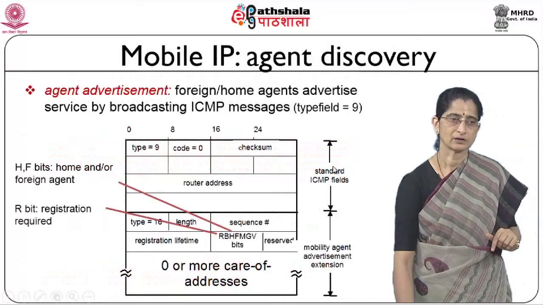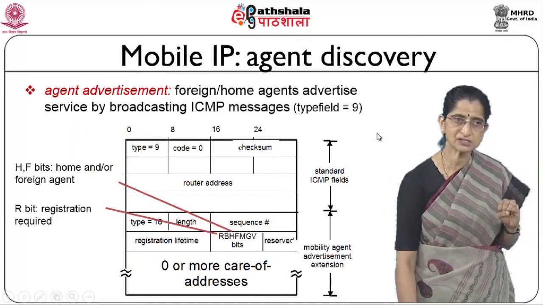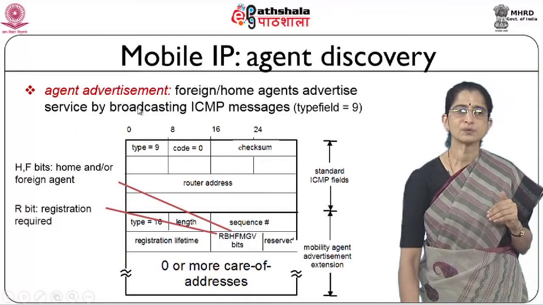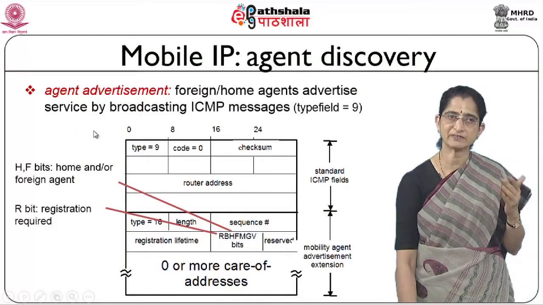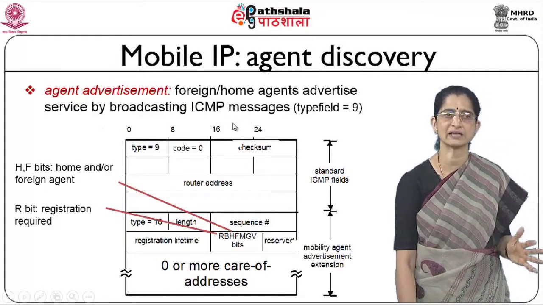So let us look at these steps in detail. First is the mobile agent discovery, or the home agent and foreign agent discovery. We said that foreign agents and home agents will advertise their service by broadcasting some message. What message do they broadcast? Basically an ICMP message.